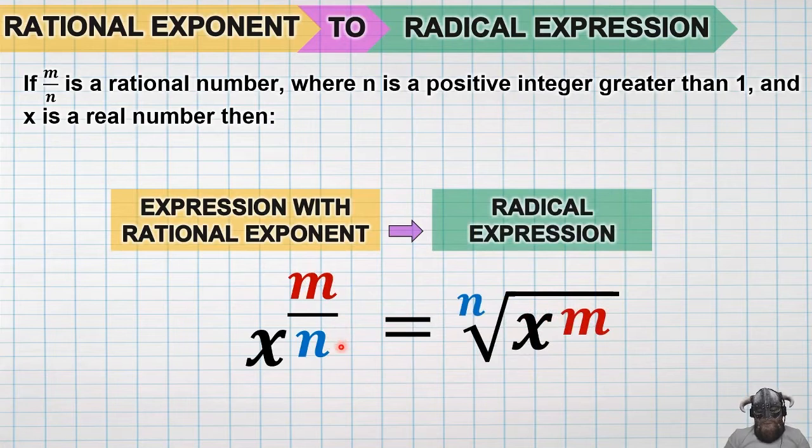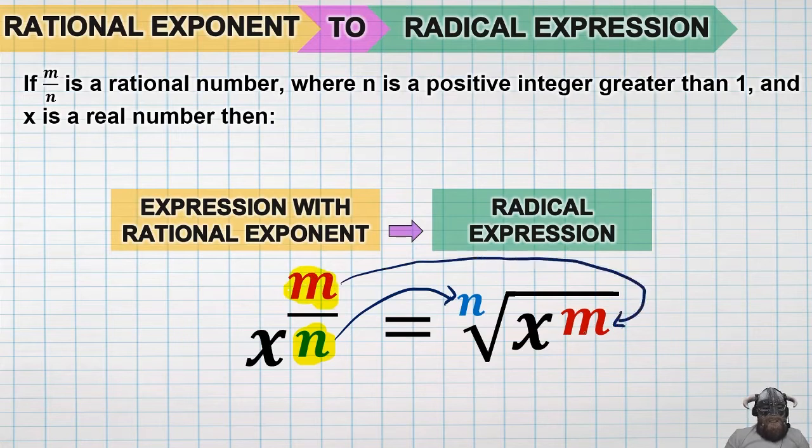So kung titignan nyo dito, yung ating denominator, yun ang naging index ng ating radical expression. Ito namang ating numerator, siya ang naging exponent ng ating radicand. And yung ating base dito is nilagay lang sa loob ng ating radical sign. So yan yung gagamitin nating concept in converting or writing expressions with rational exponent to radical expression.